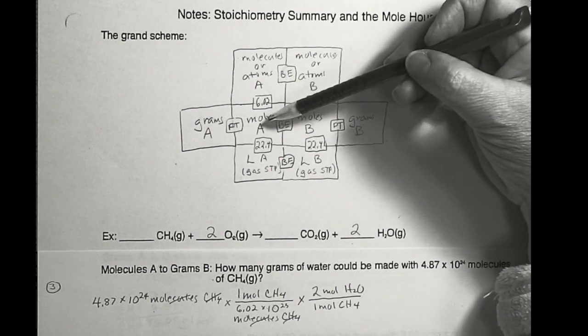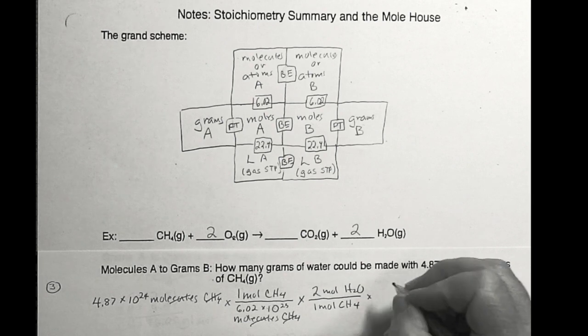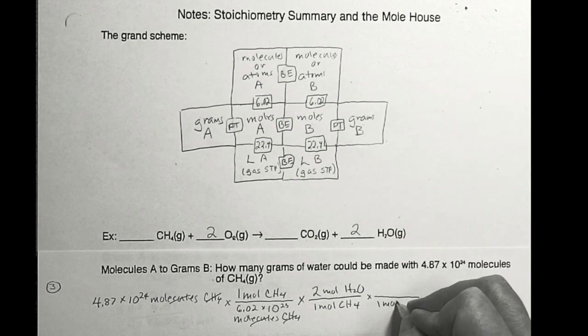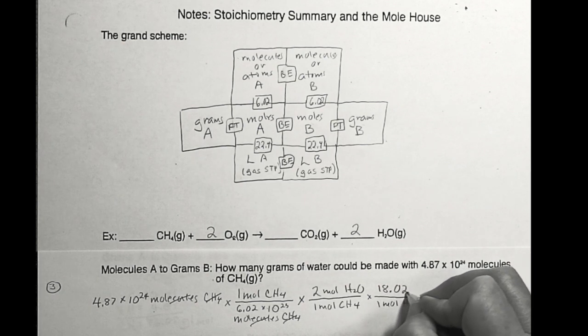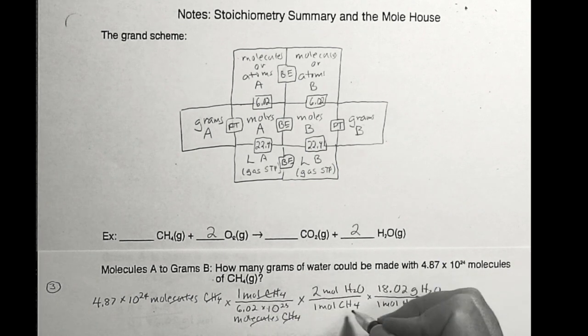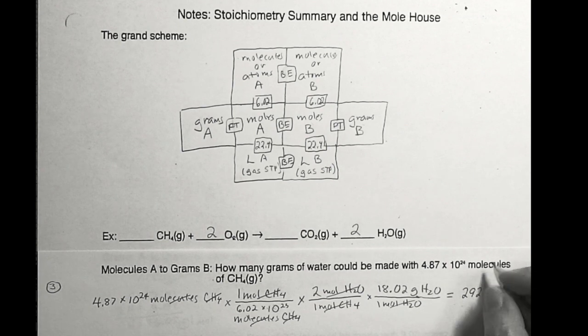So now I've just gone from moles of the first thing to moles of the second thing. And then finally, I can go to grams. So 1 mole of H2O is, again, 18.02 grams of H2O. So my moles of CH4 have canceled, my moles of water have canceled, and I've got grams of H2O. So work that through on your calculator and you'll get 292 grams of H2O.